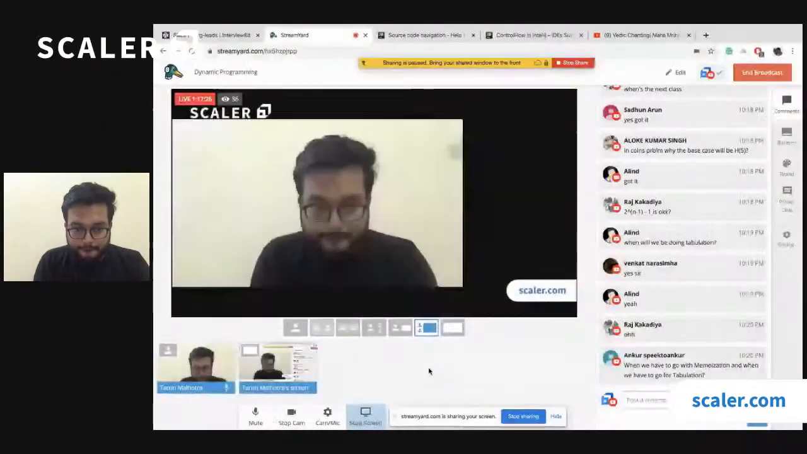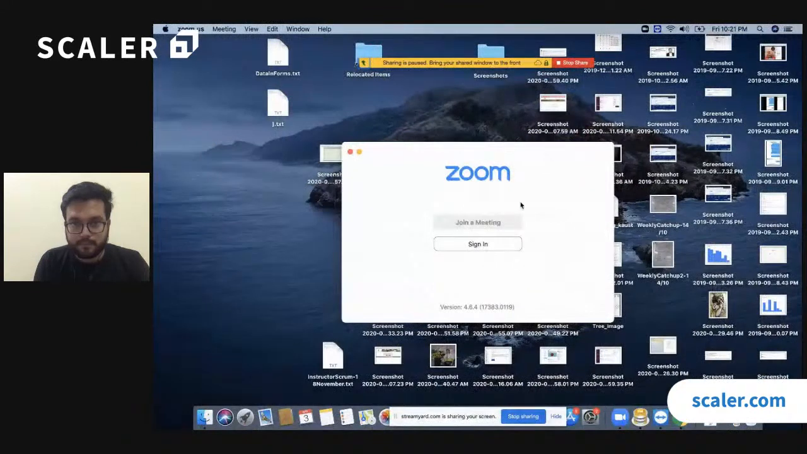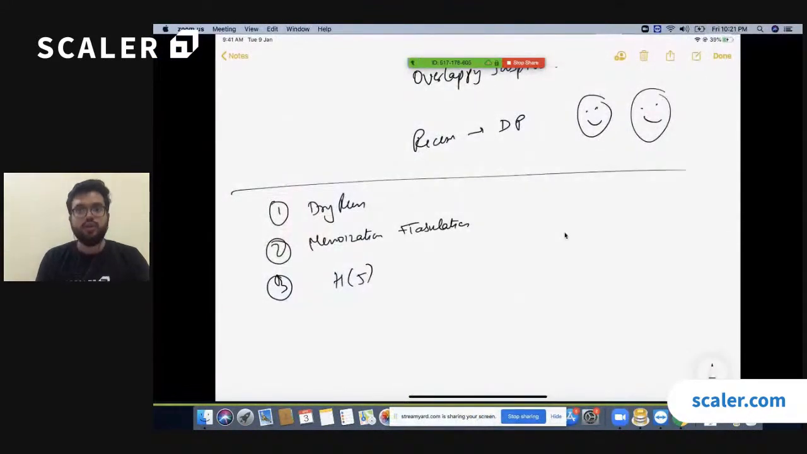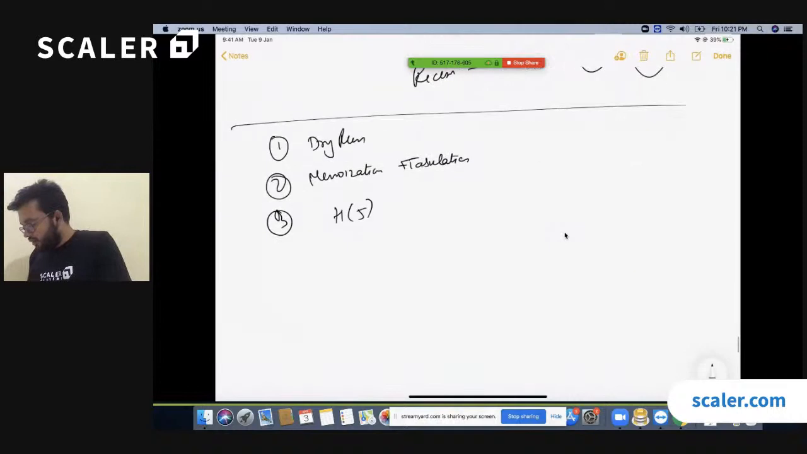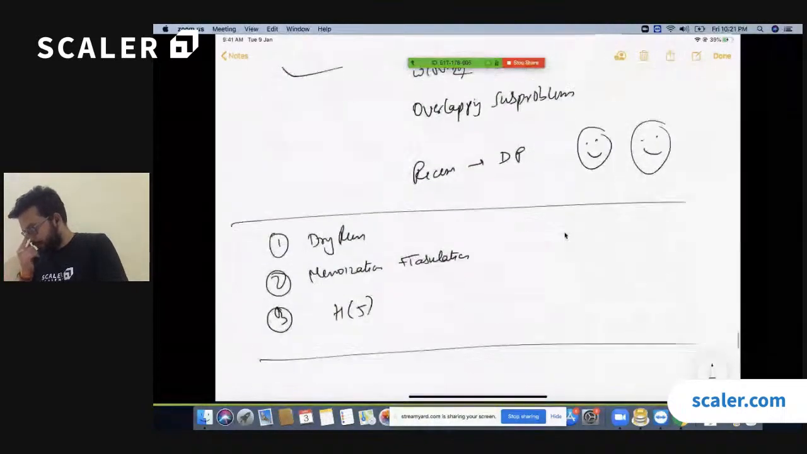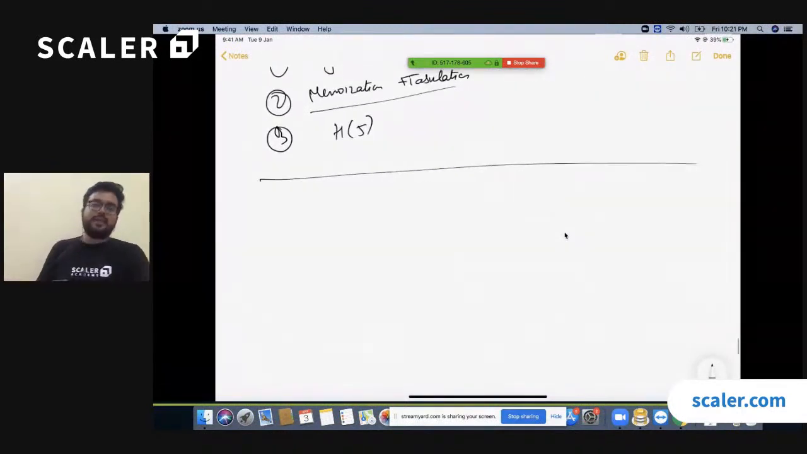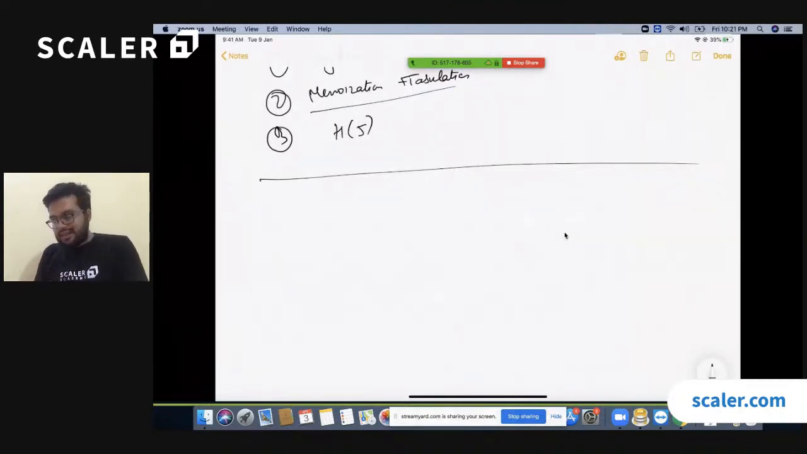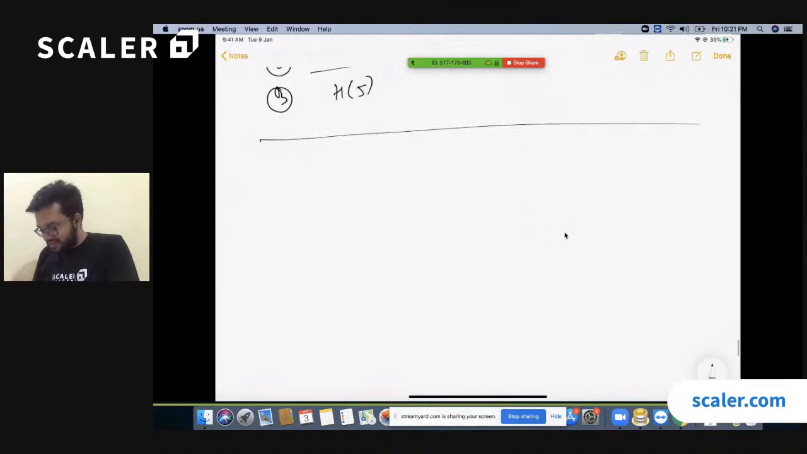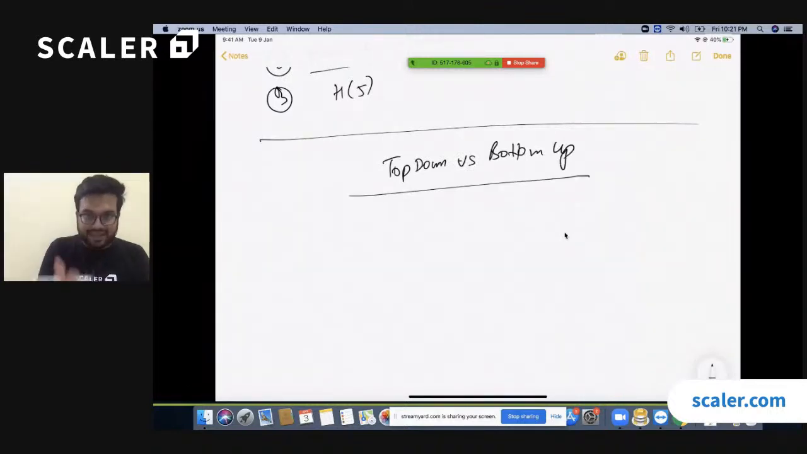Let me actually start my screen share once again. Cool. So you guys will be able to see my screen now. Let me do a dry run for this problem. Before that, let me actually tell you what is memoization versus tabulation. I would rephrase this question and ask that this question actually is about what is top-down versus bottom-up. I explained this briefly, but let me just explain that to you once again.